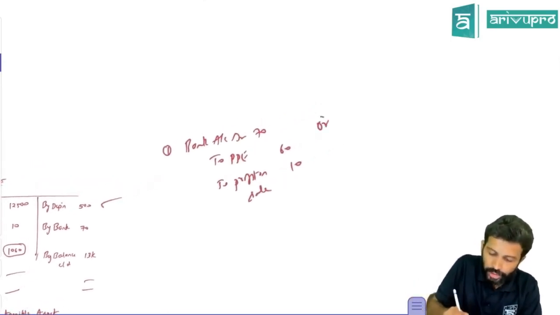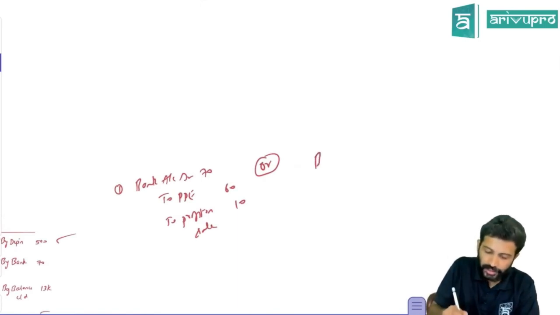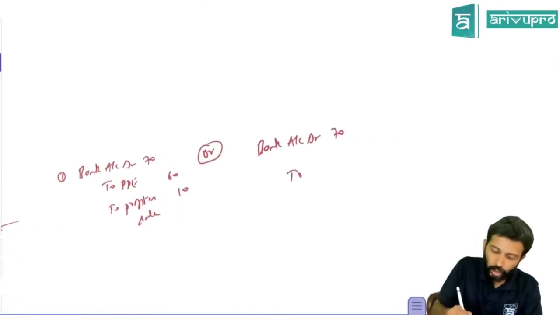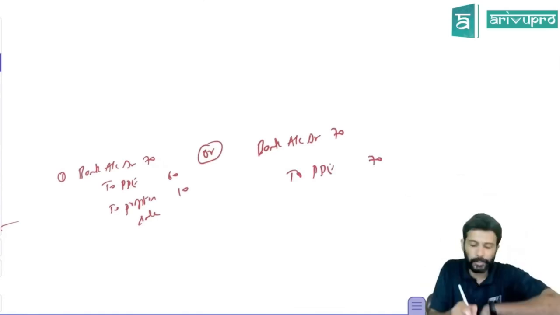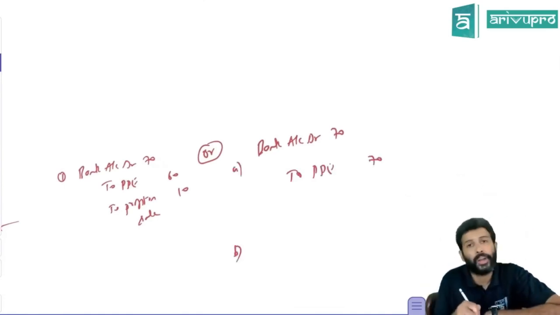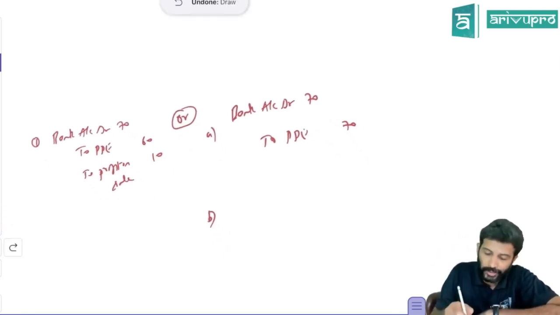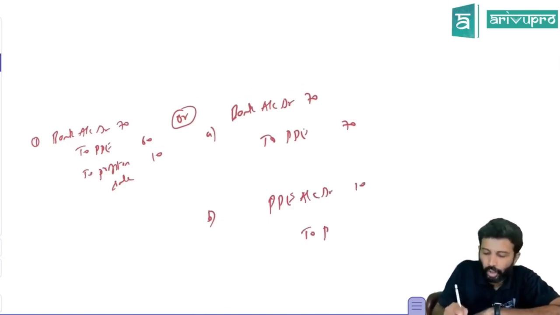Or normally, usually in these sort of problems, how the study material interprets and passes the entries is they will write bank account debit 70 to PP account credit 70. The moment you sell the asset, they'll write bank to PP 70. This is the first entry. Then, but PP's carrying amount was only 60, no? But you reduced by 70. You reduced by extra 10. So the next entry they will pass is PP account debit 10 to profit on sale 10.